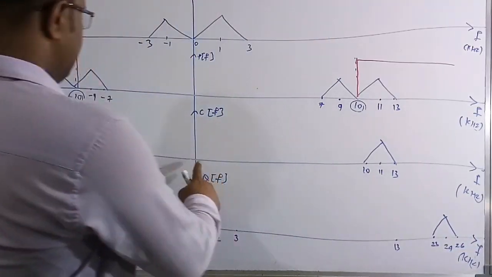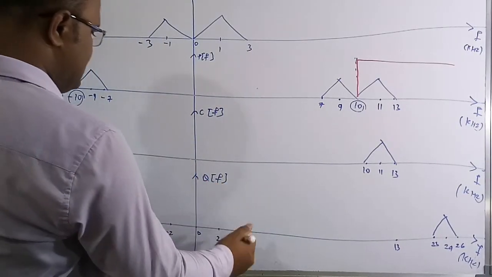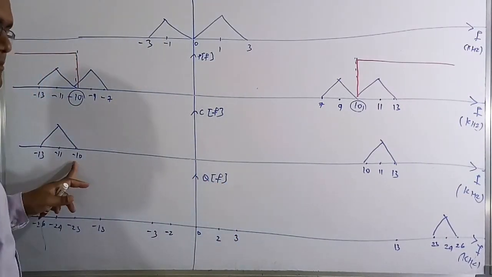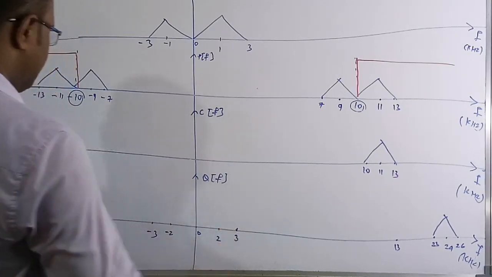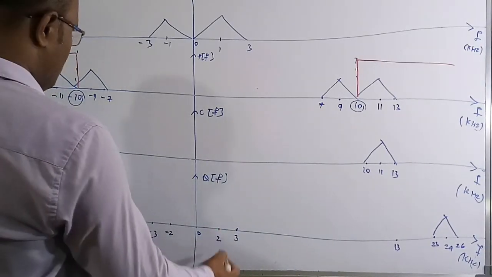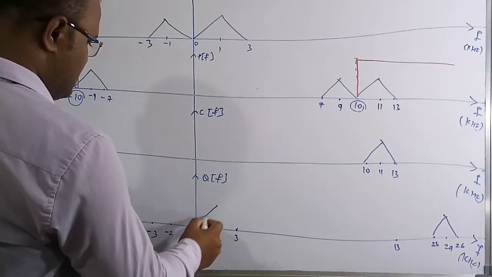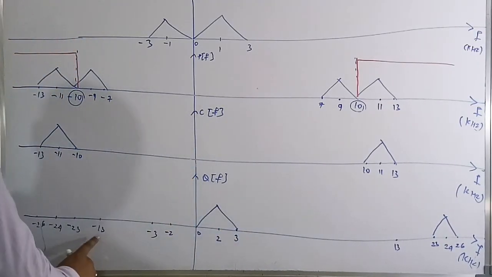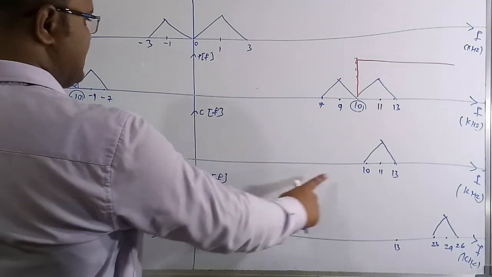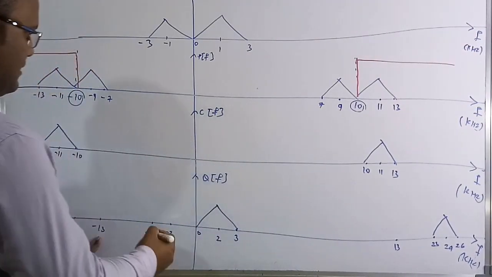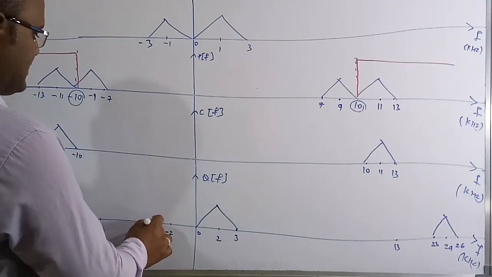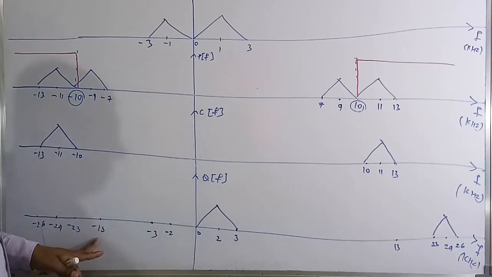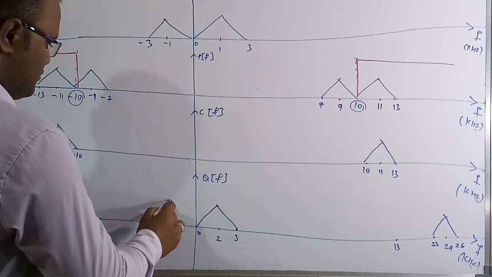And similarly 13 minus 10 is 3, 13 minus 11 is 2, and 13 minus 13 is 0. So this we are going to get. And similarly this one, you take at the -13 reference. So -13 plus 10 is -3, -13 plus 11 is -2, -13 plus 13 is 0. So this we are going to get.